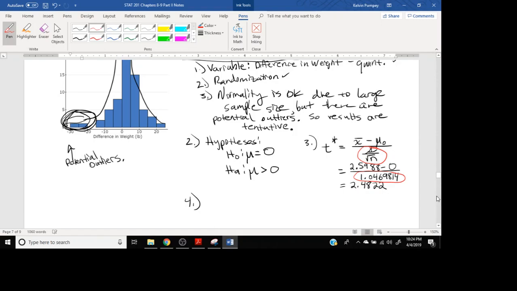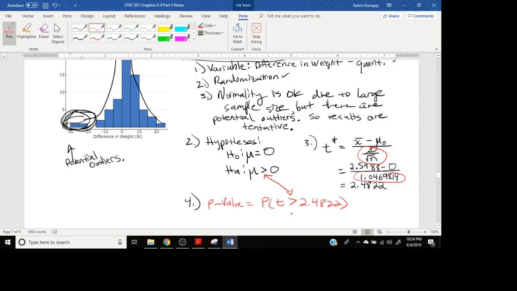Now we're going to go find the p-value, right? The p-value is going to equal the probability that my t from my table is going to be greater than, because this is my alternative hypothesis, so I'm going to use that same inequality, the t value that I got.